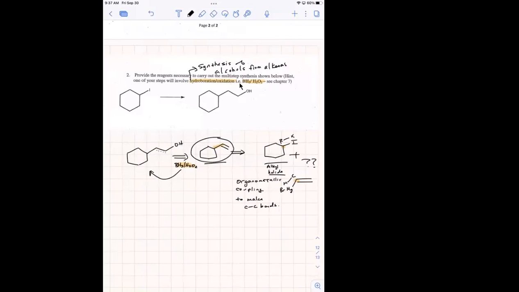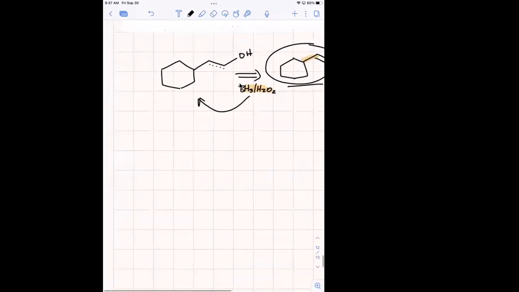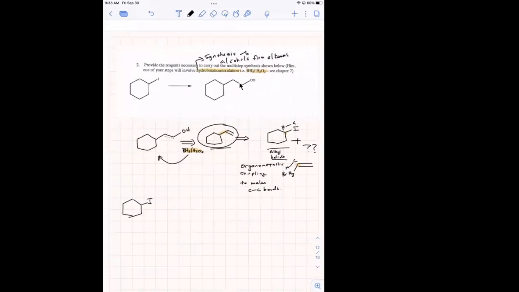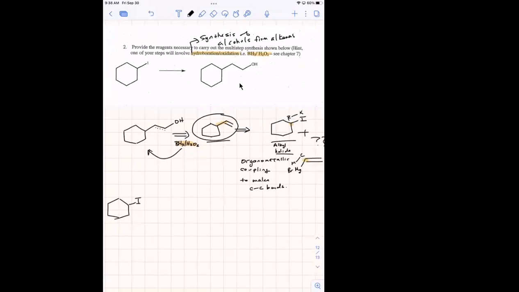Let's write out this whole synthesis, and maybe it'll make sense. So this is my starting material. I'm starting with this. All right, this is a multi-step synthesis. I'm gonna write the whole thing out, and then I'm gonna write it out like you would see it in a publication.